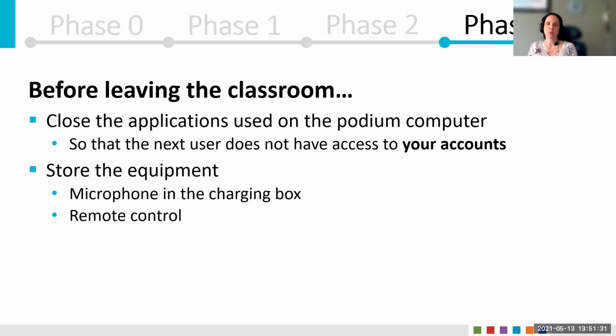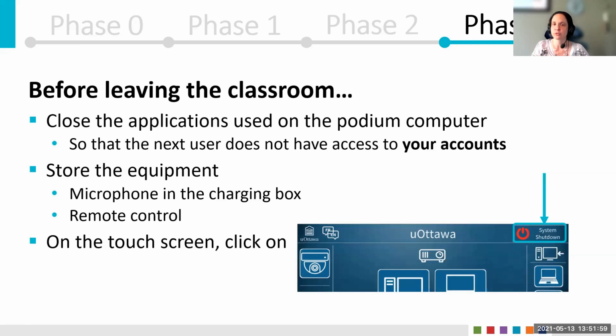Make sure you return the microphone to its charging box so it's fully charged for the next user. Put the remote control for the PowerPoint back in the podium too, so it doesn't disappear. It's a pain if you don't have your own remote and have to stay by the computer to scroll through your PowerPoint presentation. On the touch screen, click on System Shutdown to shut everything down and reset it, so the next user starts from where everybody starts, at a basic level.